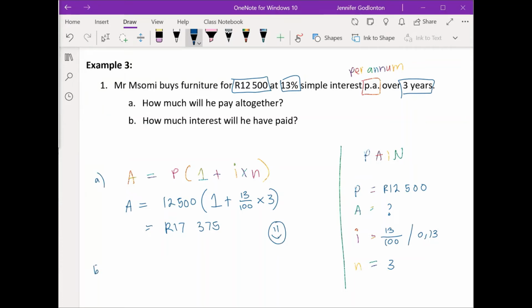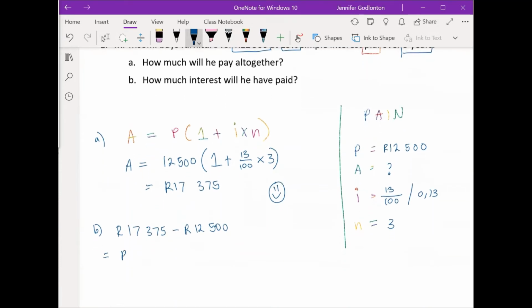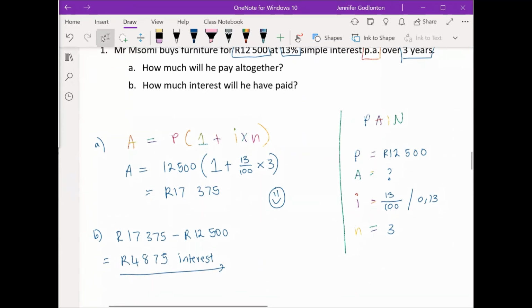And then part B is saying, well, how much interest will he have paid? And interest is just the extra amount. So we're going to say, well, what is 17,375 minus 12,500? And that's going to give us our interest. And that gives us 4,875 Rand. That is interest. So that's how much extra he lands up paying for his furniture over the 3 years.